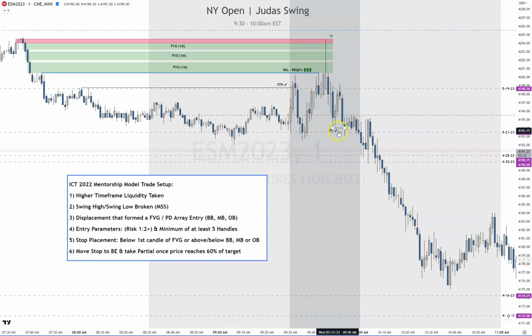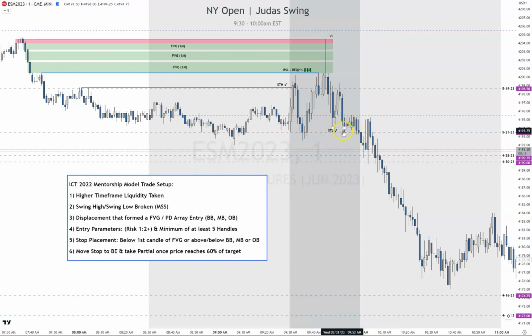Well, it can be a market structure shift. The problem why I don't really like it as a market structure shift is I don't see the bodies closing below it until down here, which is after price trades into this fair value gap.